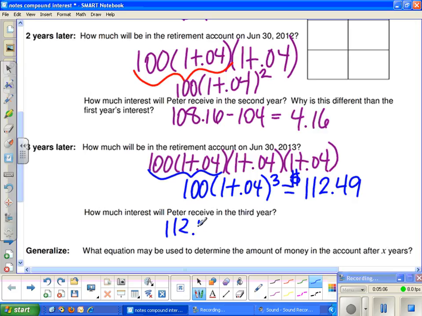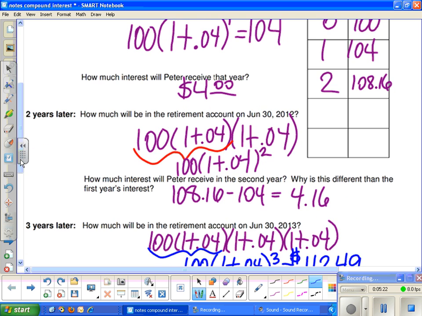So if he has 112.49 for this year, and he had 108.16 at the beginning of the year, how much interest do we have this year? $4.33. So if we're looking at our table up here, for 3, we had 112.49.